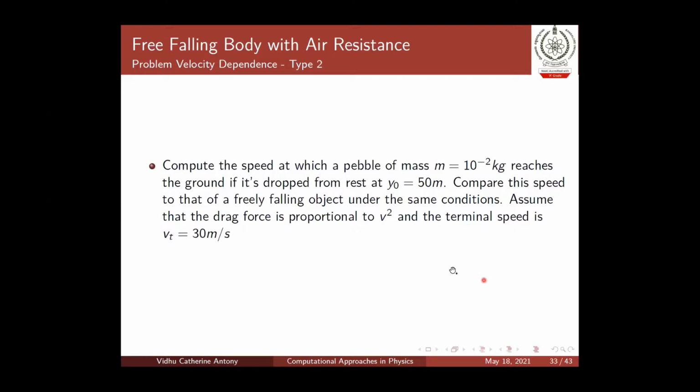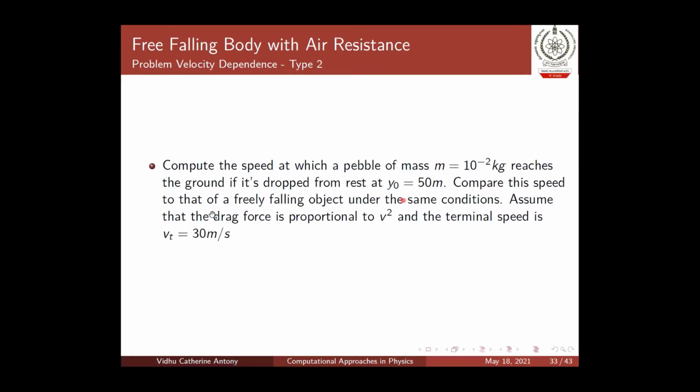This is your problem. Compute the speed at which the pebble of mass m equal to 10 to the power of minus 2 kg reaches the ground if it is dropped from rest at y naught equal to 50 meters. Okay, I'll come to that point later on. Wait. Okay, so let's do this.